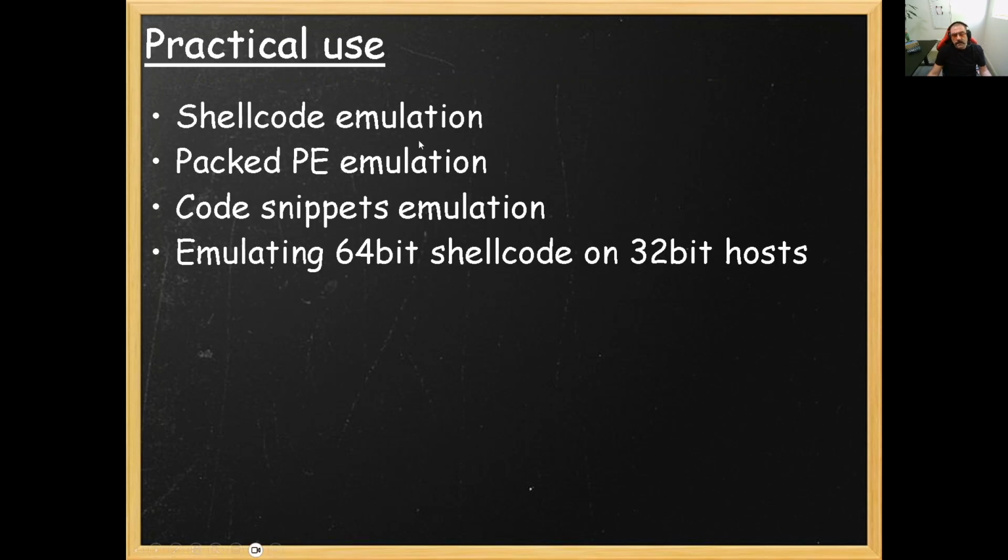So in practice, we should be able to emulate shellcode, packed PE files, even code snippets, and 64-bit shellcode as well on 32-bit hosts. That will be possible because of the underlying emulator we're using. And most importantly, in all those practical uses, the goal of the Bochs plugin is to make this accessible as fast as possible and make it more convenient for us by being integrated in IDA.